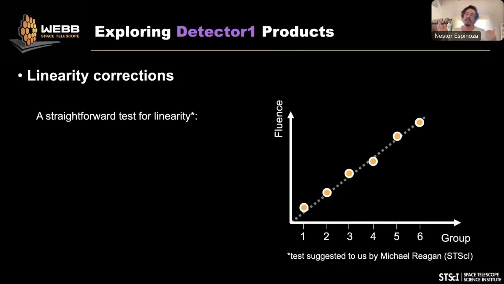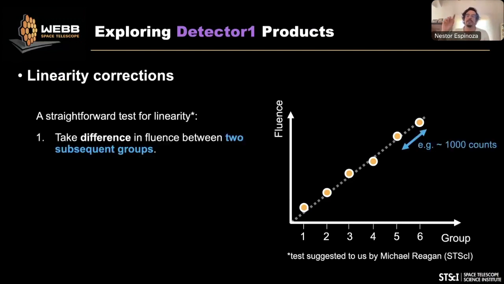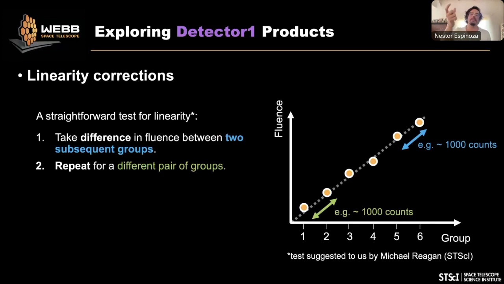So the whole point is that if you have a perfect ramp sample, this thing should follow a line, right? And if you take any difference between two subsequent groups, the difference should be the same. If it's not, then nonlinearity is doing its thing. So what you can do, for instance, is take the difference between the last two groups and say you get 1,000 counts. And then you repeat the same exercise with the first two groups. You take the difference, and the difference should be the same if this thing were linear, right?